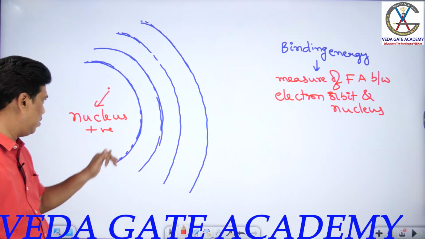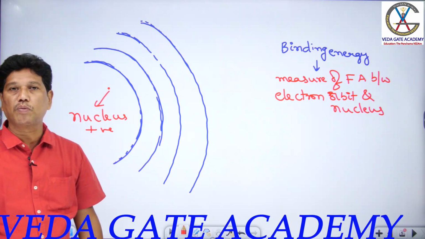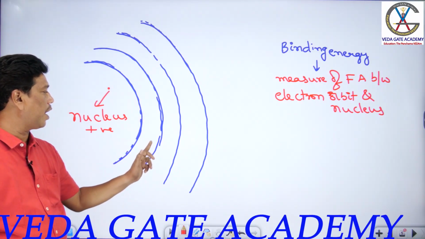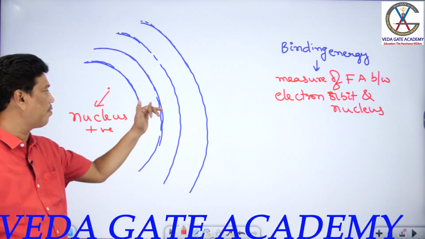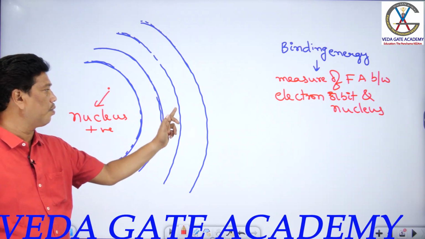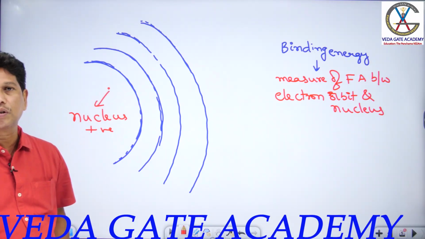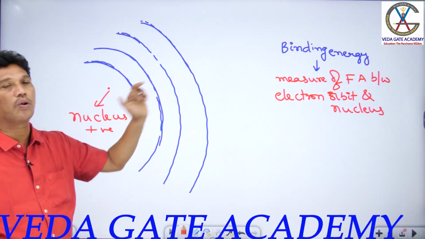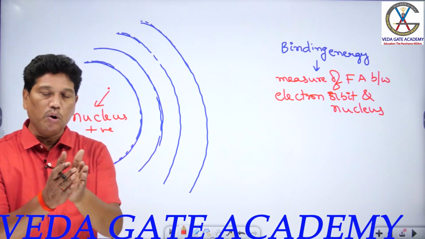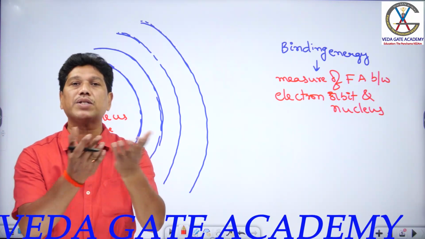See this one now. This is an electron orbit very close to the nucleus, so binding energy is more. Such an electron is tightly bound. As compared to the first one, the second has less attraction because it is somewhat away, so binding energy is less. The third has still less attraction because it is further from the nucleus. So as the distance between the electron orbit and nucleus increases, attraction is less and binding energy is less. If the distance is less, attraction is more and binding energy is more.